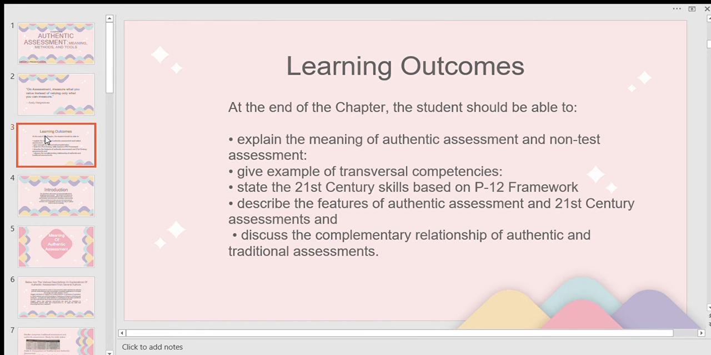So at the end of the chapter, the student should be able to explain the meaning of authentic assessment and non-test assessment, give examples of transversal competencies, state the 21st century skills based on the P12 framework, describe the features of authentic assessment and 21st century assessment, and lastly, discuss the complementary relationship of authentic and traditional assessment.